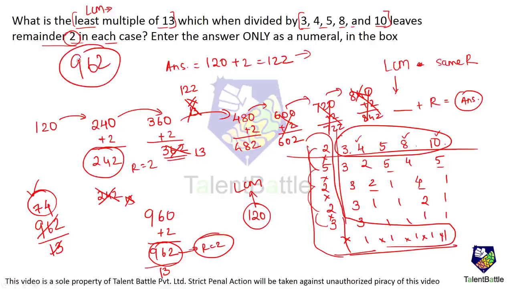The main trick over here was not the part that LCM plus the same remainder, because this is very easy, this is a normal question of HCF LCM. The main part was that it has to be a multiple of 13, so you had to check for multiple numbers whether it gets divisible by 13 or not. You don't have to check whether 360 or 480 is divisible by 13 or not. You had to check 482. You have to add 2 and check this, add 2 and check this, add 2 and check this, whether it is divisible by 13 or not.